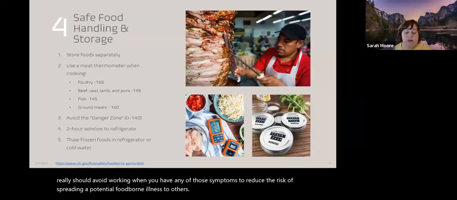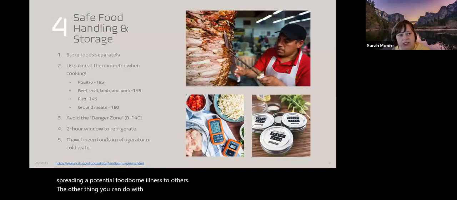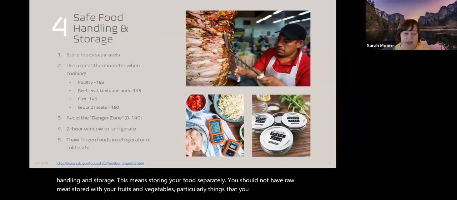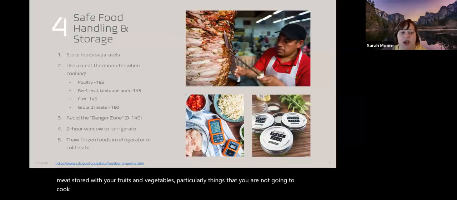The other thing you can do besides practice good personal hygiene is use safe food handling and storage. This means storing your food separately. You should not have raw meat stored with your fruits and vegetables, particularly things that you are not going to cook. Even if you are going to cook it, they should not be stored on the same shelf.